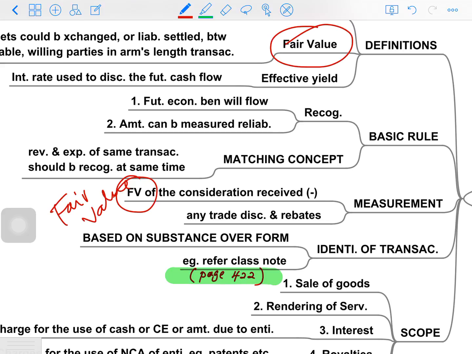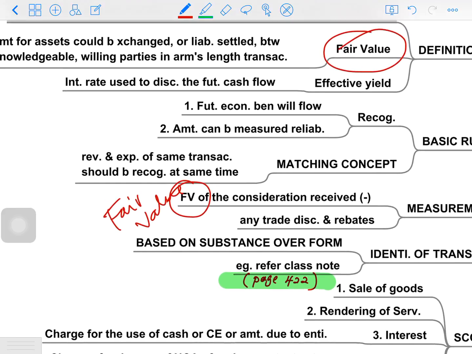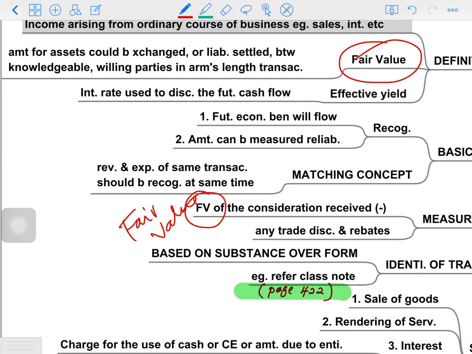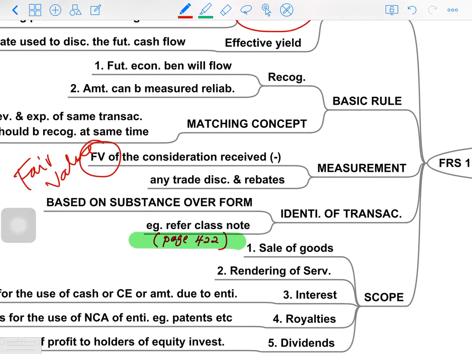Fair value is the amount for which an asset could be exchanged or a liability settled. So in this example, normally the amount for assets, the assets yang kita jual tu, product yang kita jual atau service yang kita render tu, can be exchanged between knowledgeable willing parties in an arm's length transaction. So that is the basic meaning of fair value.